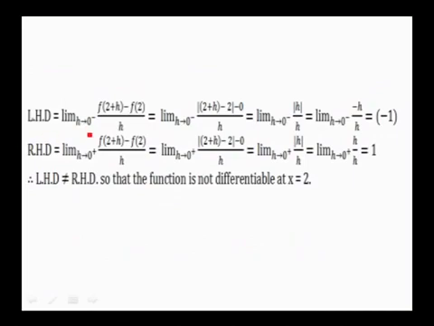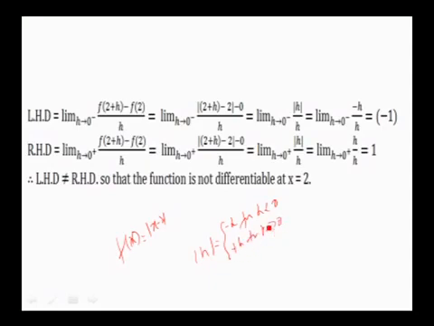LHD is limit h tends to 0 minus of (f(2 plus h) minus f(2)) over h. If you substitute 2 plus h into mod x minus 2, you get mod of (2 plus h minus 2), minus 0, over h, that is mod h by h. The 2 cancels. f(2) is 0 because f(x) is mod x minus 2. Look at this mod h. It is minus h for h less than 0, and plus h for h greater than or equal to 0.